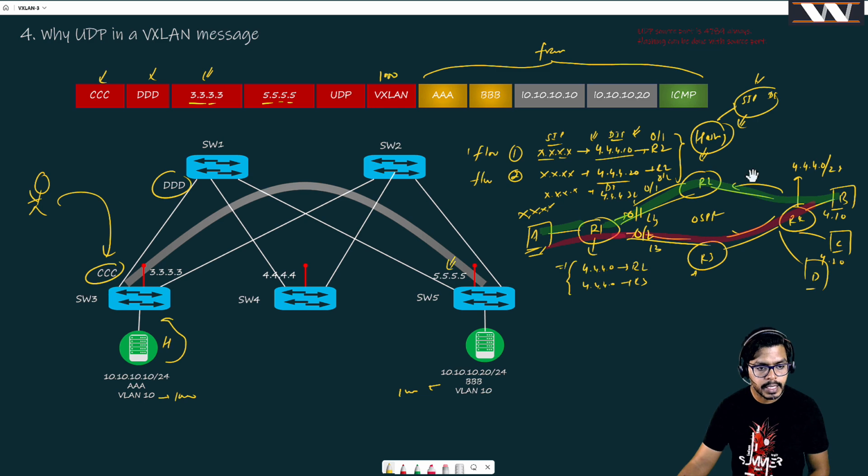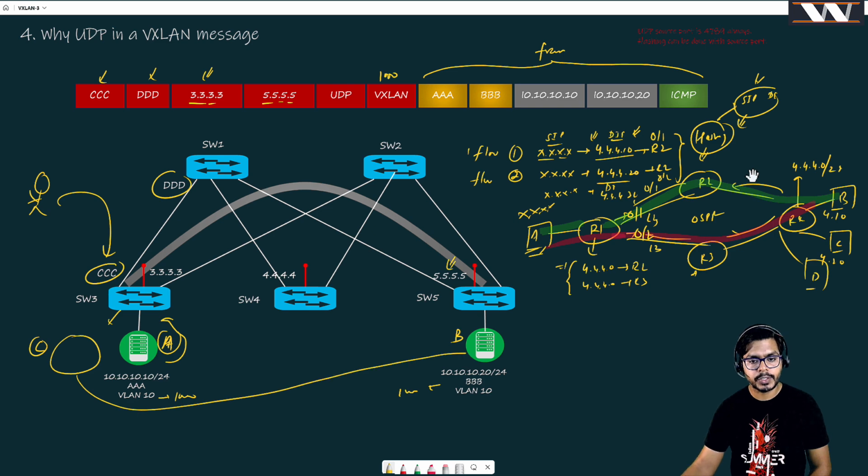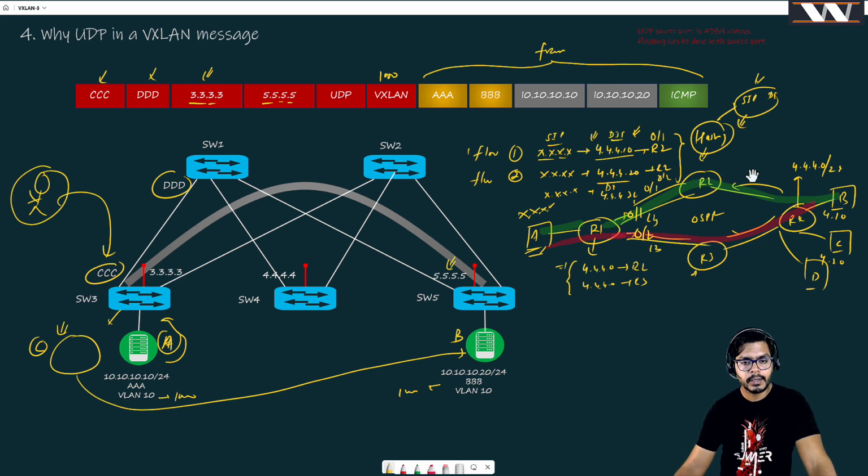Suppose I have this host A here, which is communicating to host B. Now I have another server, say server C, which again wants to communicate to B. If server C wants to communicate to B also, this guy will be saying that B is behind 5.5.5.5. It doesn't matter whether the traffic is coming from server A or server C, the source IP and destination IP will always be the same.